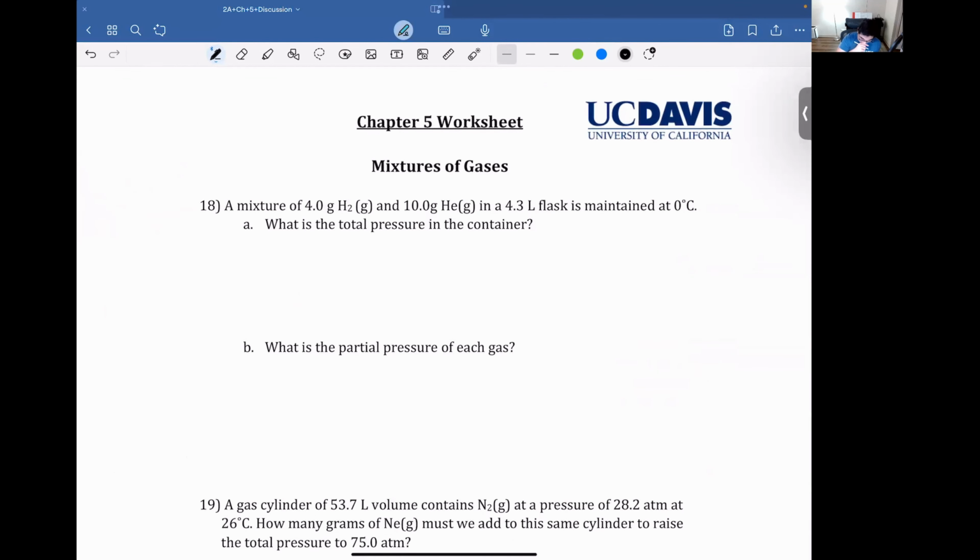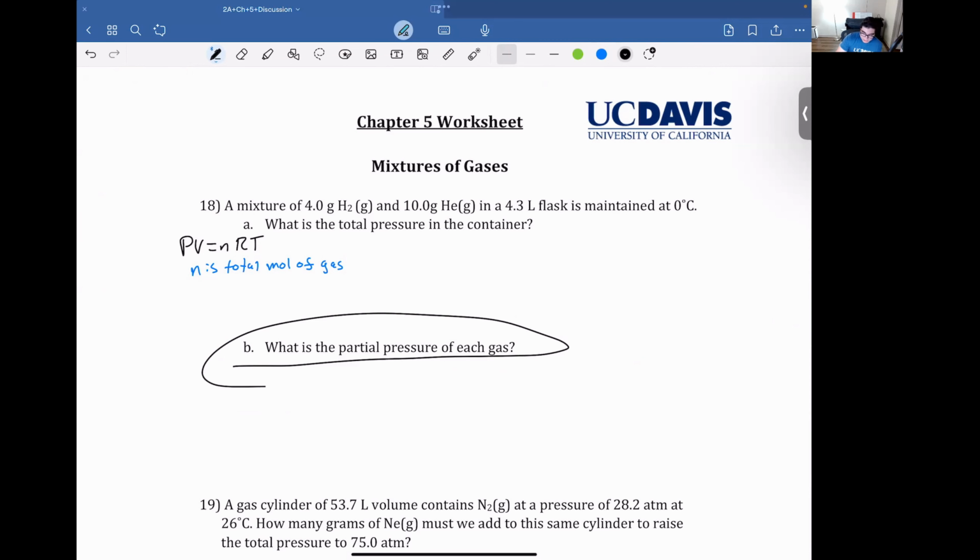All right, last page. It says a mixture of 4 grams of H2 gas and 10 grams of helium in a 4.3 liter flask are maintained at 0 degrees Celsius. What is the total pressure in the container? So what we can do here is first, we're going to use PV equals nRT, where n is total moles of gas. So you could use PV equals nRT and find the partial pressure of each gas first, and then just add them up. I'm just going to do the total. There's multiple ways you can do this. I'm just going to do it like this because A is asking for the total pressure first.